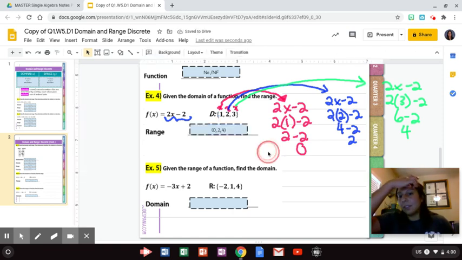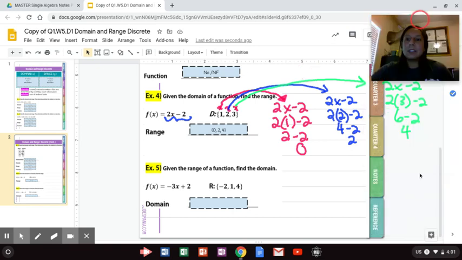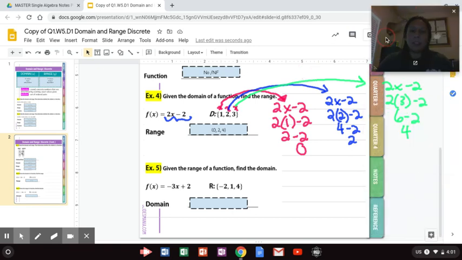Example 5. For example 5, it says, given the range of a function, find the domain. This time it's the opposite. They're giving you the y value. They're telling you what it's equal to. They're telling you the output. You have to find the input. So let's go ahead and work out the first one.